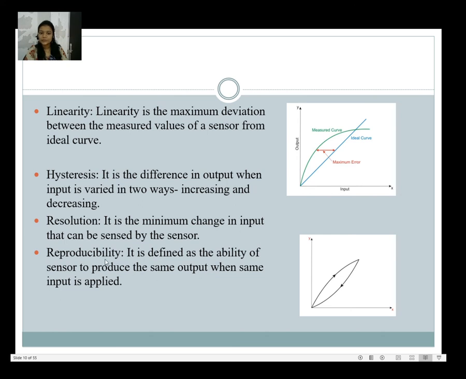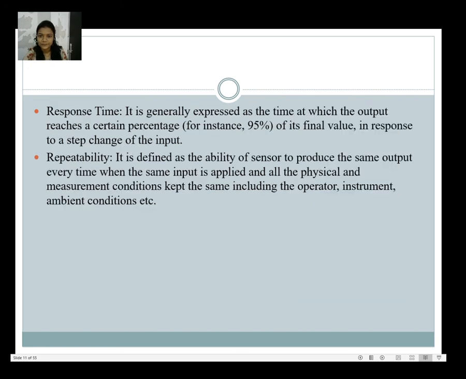Then reproducibility. It is defined as the ability of sensor to produce the same output when same input is applied. Reproducibility means what? When our input is same, at that time we are getting same output. It is nothing but the ability of sensor to produce same output for same input. So it is nothing but our reproducibility.